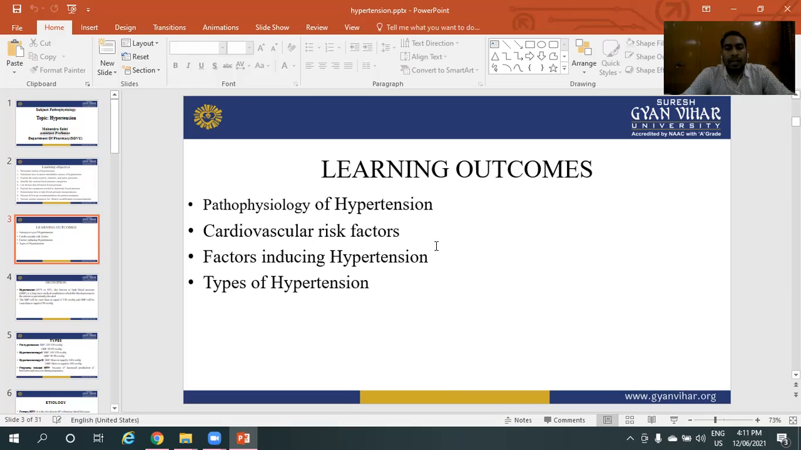Second, learning outcomes of hypertension: pathophysiology of hypertension, what is hypertension, cardiovascular risk factors, factors influencing hypertension, and types of hypertension. These are also known as the learning outcomes of hypertension.